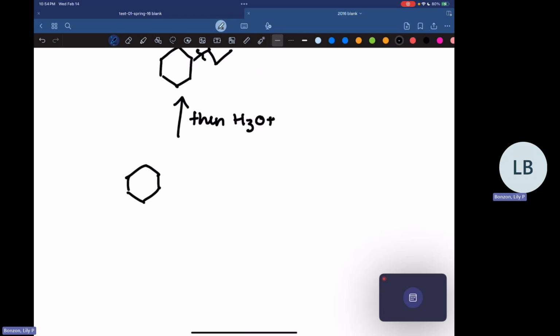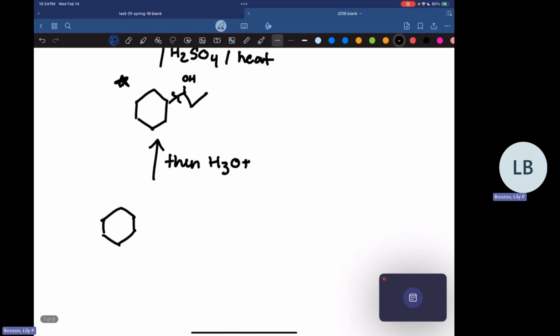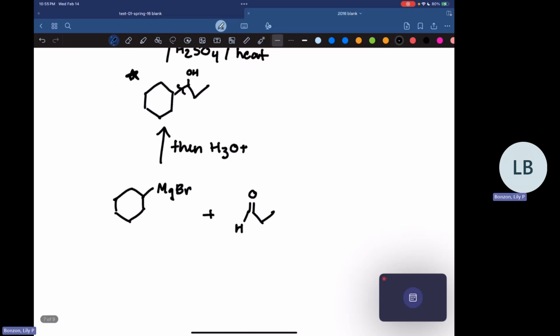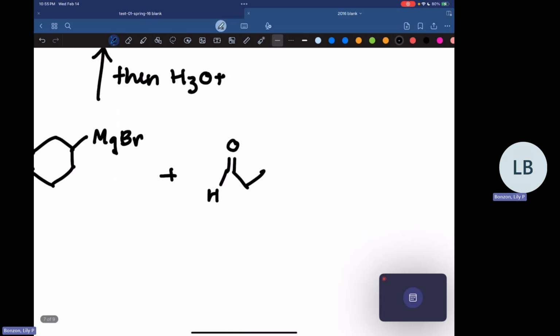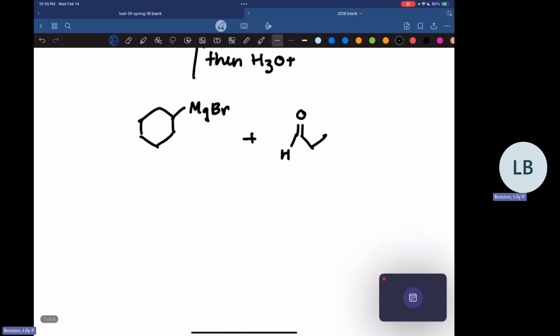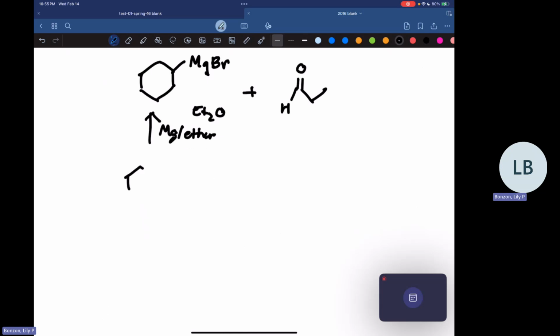All right, and so we've got the left side, which is going to be our actual Grignard reagent, and then the right side is going to be our carbonyl. And since this alcohol is going to be on the end, we're going to work it back, and it's going to be an aldehyde. So then, working back our Grignard reagent, we've got Mg ether, or I could do Et2O, and that would leave us with our bromide.